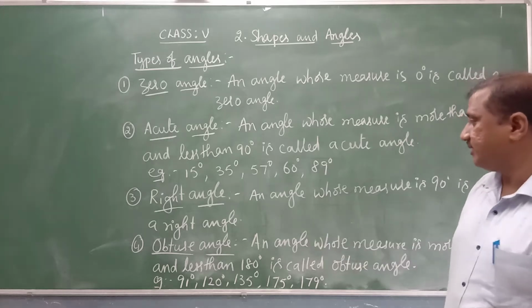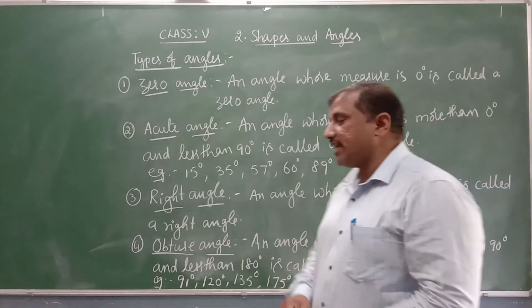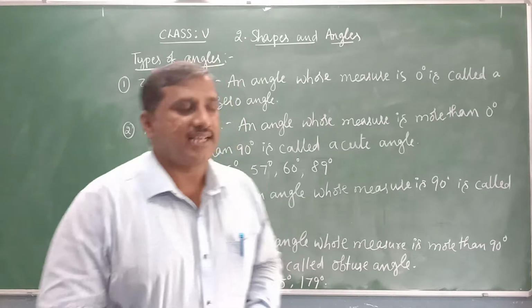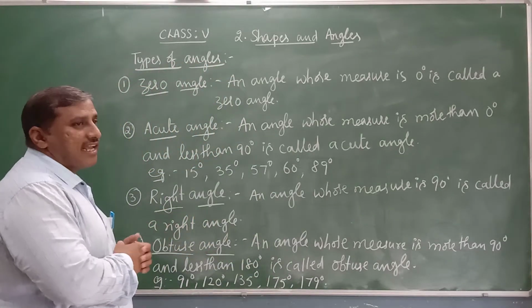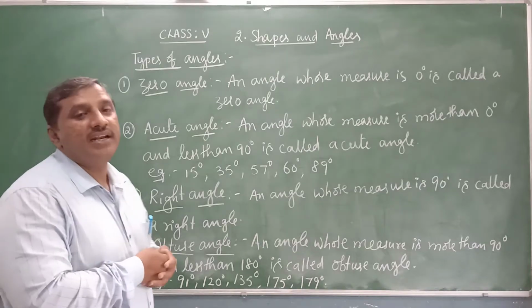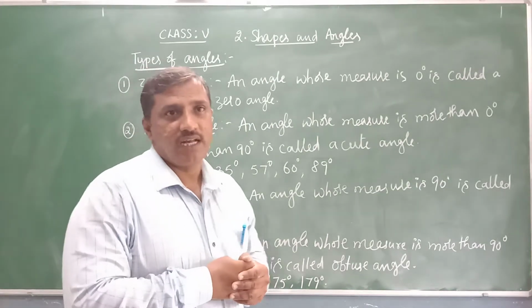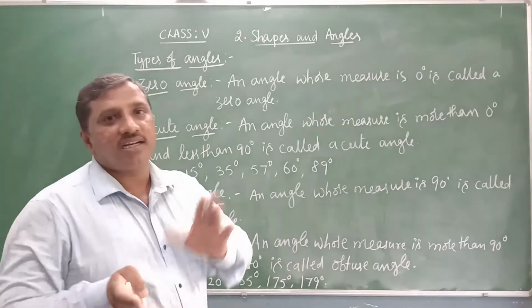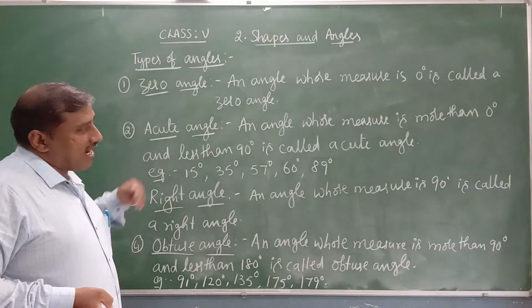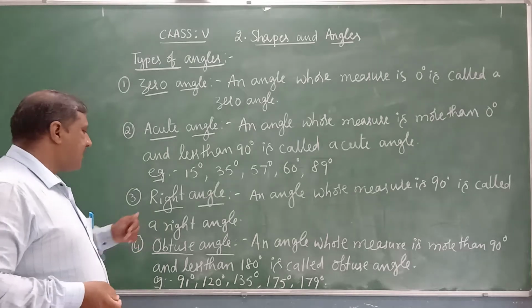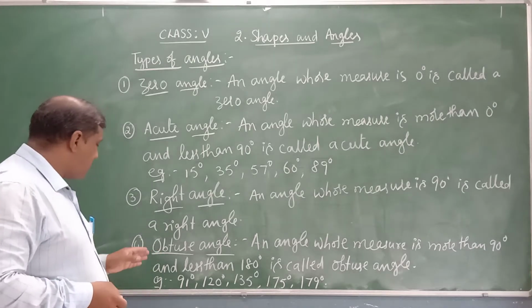Now, right angle. An angle whose measure is 90 degrees is called a right angle. Where do we find this right angle? At perpendicular line segments, at the corners of the room, corners of our textbook. So what is a right angle? An angle whose measure is 90 degrees is called a right angle.